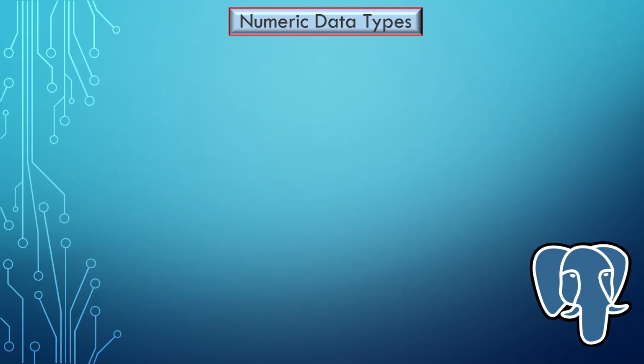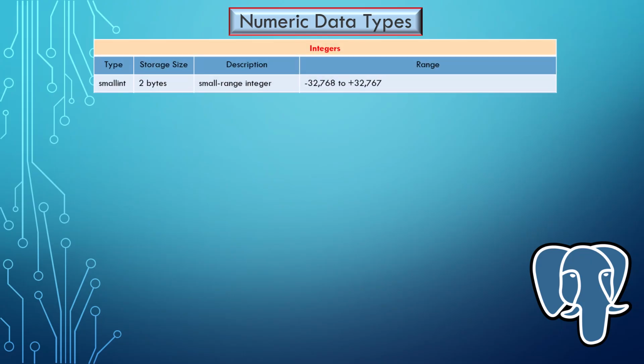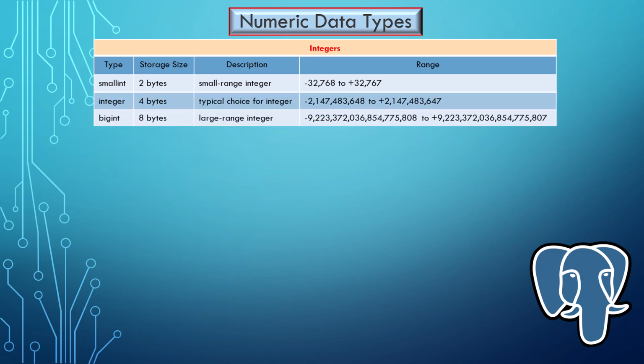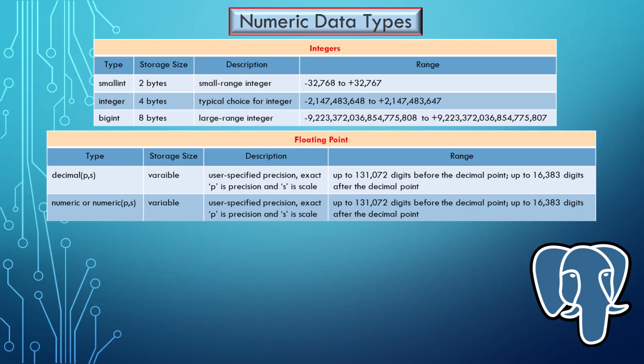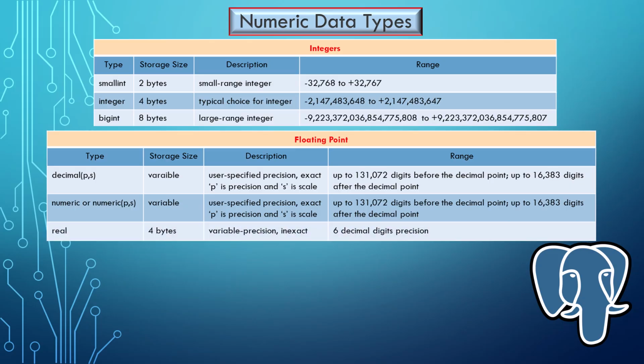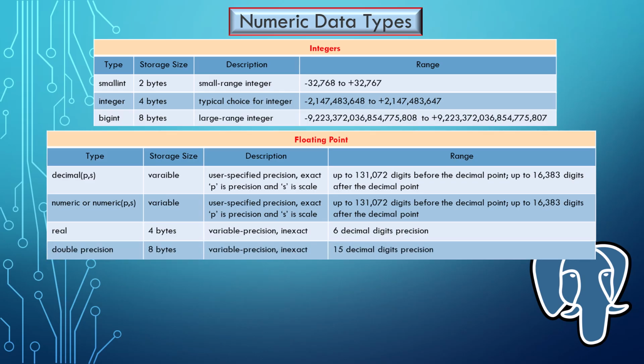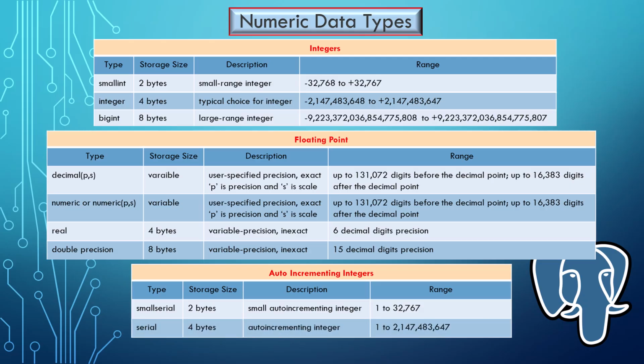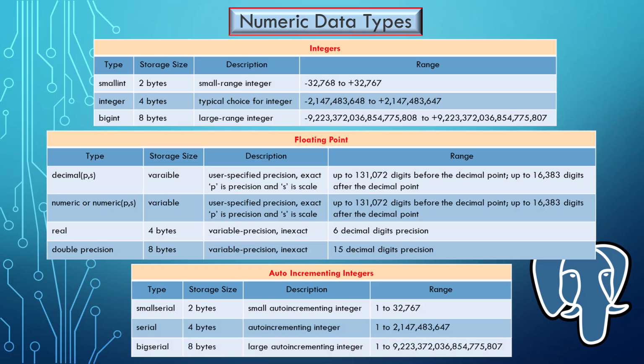PostgreSQL numeric data types consist of integer data types, which are small int, integer, and big int. Floating point data types are decimal and numeric, which are equivalent, real, and double precision. Auto-incrementing integer data types are small serial, serial, and big serial.